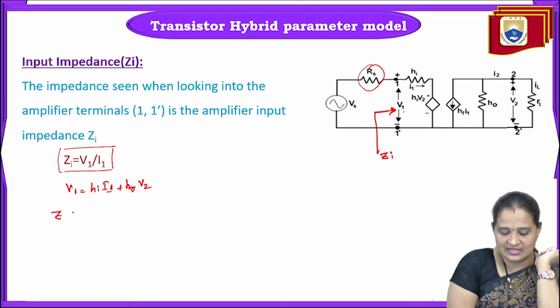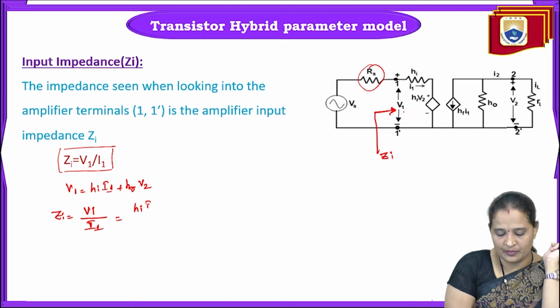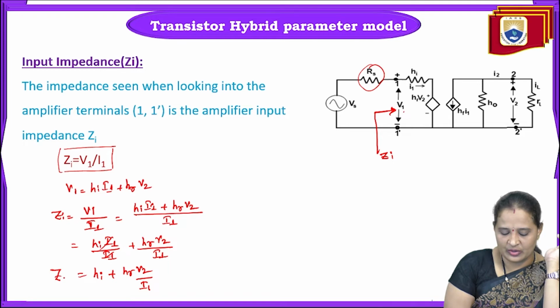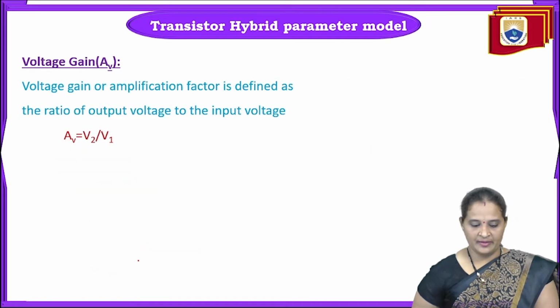Now we already know that Zi, the input impedance, is V1 divided by I1. As we all know that V1 is Hi into I1 plus HR into V2, divided by I1, right? Now expand this one. So Hi into I1 divided by I1 plus HR into V2 divided by I1. So this one gets cancelled. So Hi plus HR into V2 by I1. So in order to calculate this Zi, we need to find out this ratio. What is this ratio? V2 by I1.